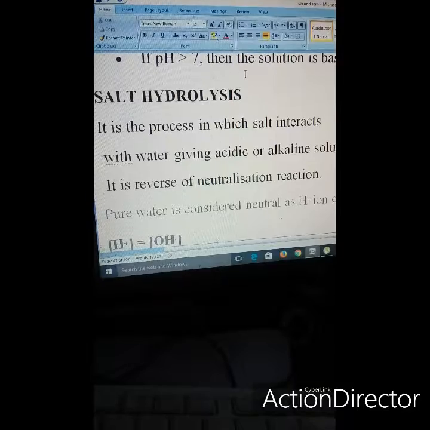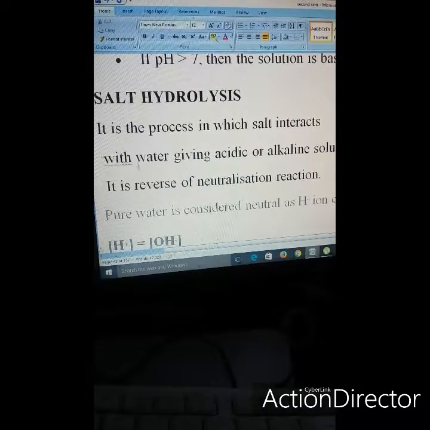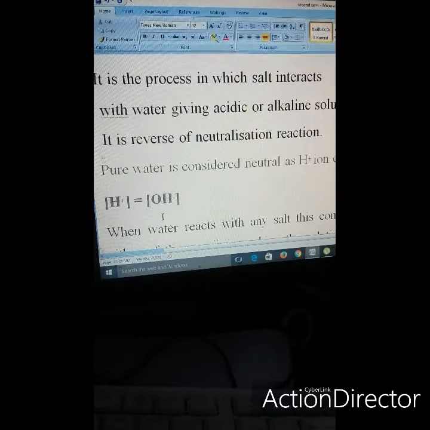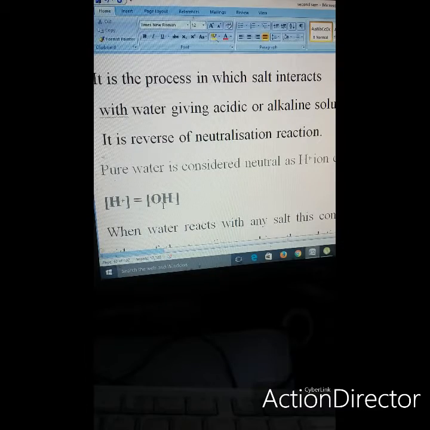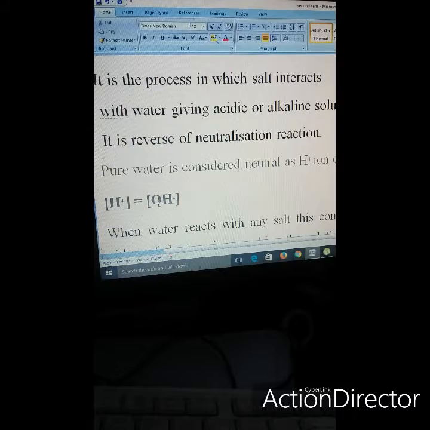Let us talk about salt hydrolysis now. It is a process in which the salt interacts with water, giving an acidic or alkaline solution. It is the reverse of the neutralization reaction. So when we talk about pure water, it is considered to be neutral, as the hydrogen ion concentration is exactly equal to the hydroxyl ion concentration, as you can see here.